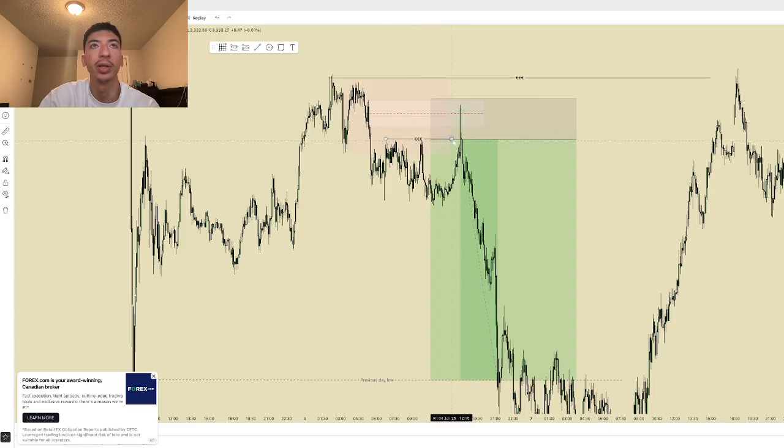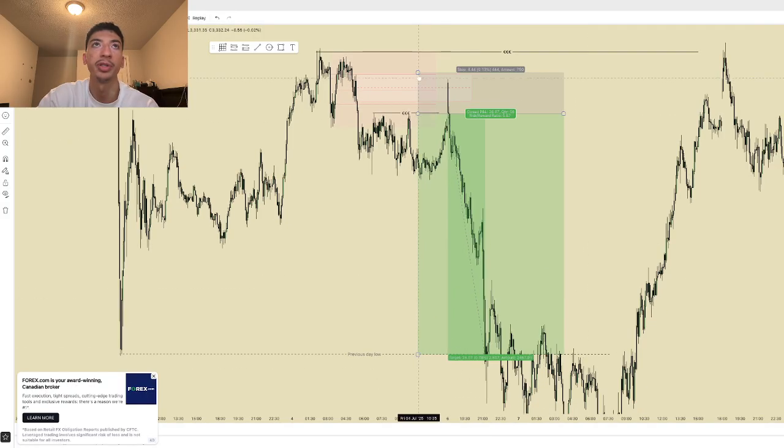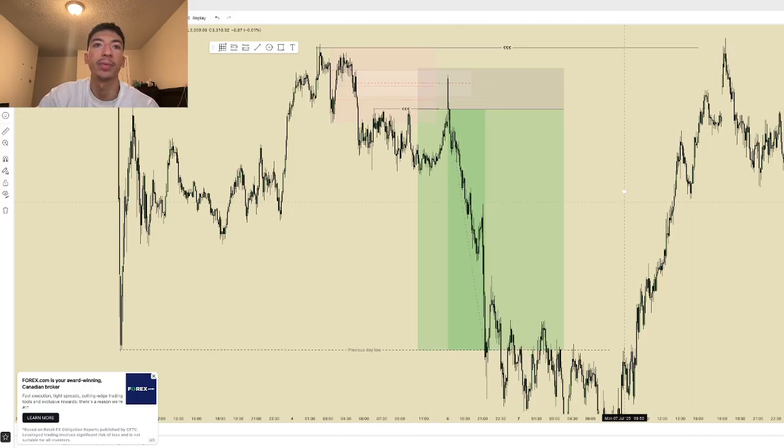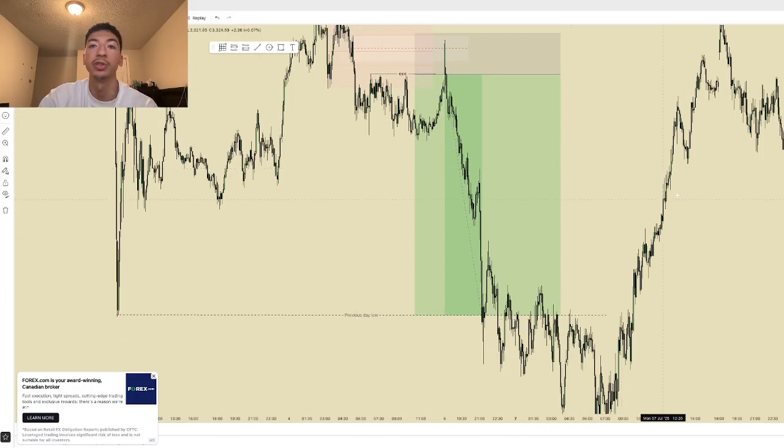First tap, liquidity, find an area of demand, which is here, this order block. Wait for a 1-minute change in the state, enter on the 1-minute, and put your stop above the demand zone, which is this order block. And then just target previous day low. Super perfect setup.